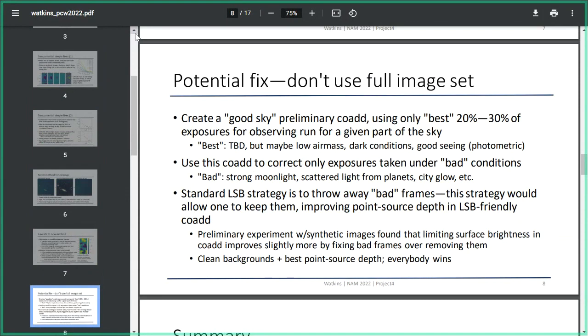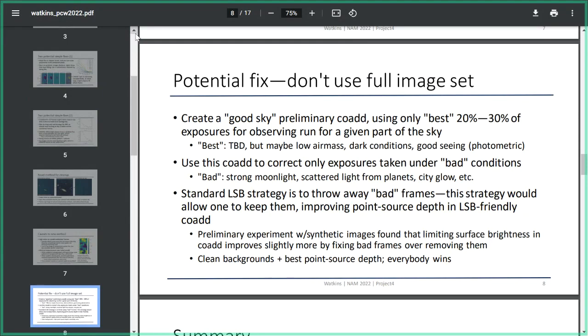And then you go back and you correct only the frames taken in the worst conditions, which would be things like strong moonlight, maybe taken near a bright planet, or near the horizon where there's a lot of city glow and stuff like that. The reason I was thinking of this is because for LSB observers, our usual strategy is if you have bad frames in your stack, you just throw them out. That actually improves your limiting surface brightness a lot better than keeping them in. But in this way, if you go back and instead fix them, you can improve your limiting surface brightness while maintaining the point source depth in the LSB-friendly coadd.